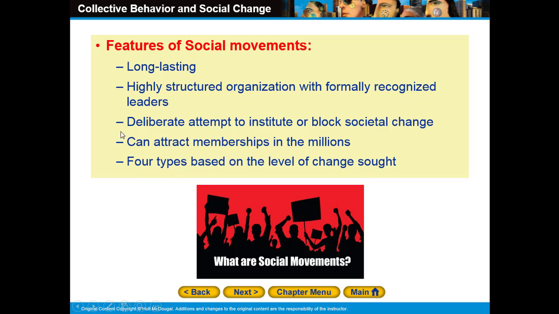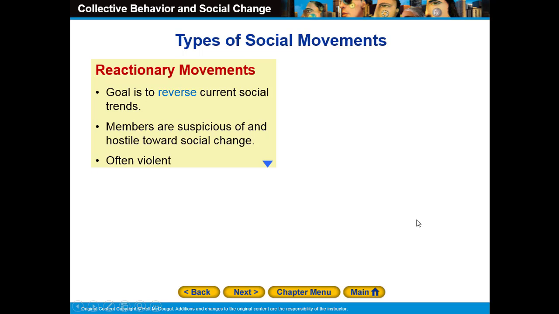According to sociology, we have four types of social movements, and we're gonna see these four different types in the next slide. The first type of social movements will be the reactionary movements. The reactionary movements, from the name, their goal is simply to reverse current social trends. So they wanna go back in time a little bit to stop this social trend. Members are suspicious, often hostile towards social change, and they often use violence to support their movement type.